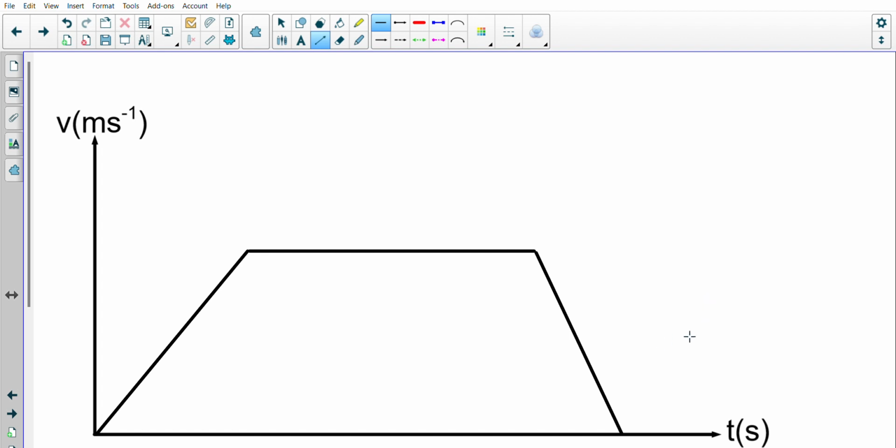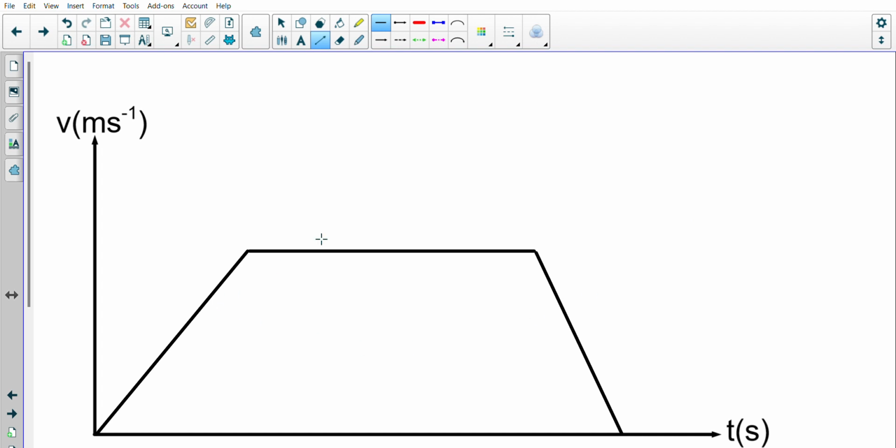Just a reminder that velocity time graphs like this could go under the t-axis, so the horizontal axis here, but that would mean you've got a negative velocity and the particle or body is travelling in the opposite direction to what is positive.